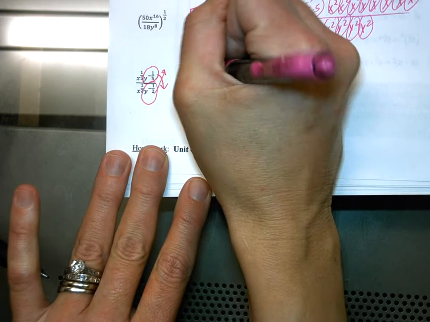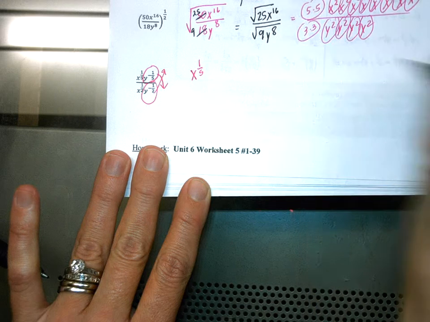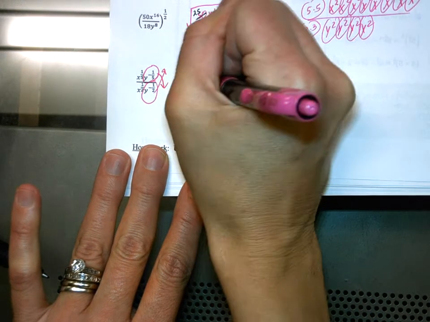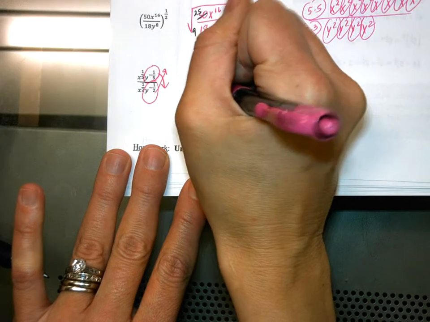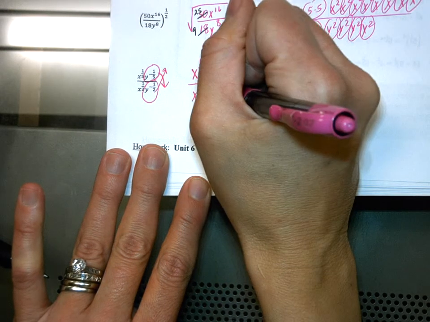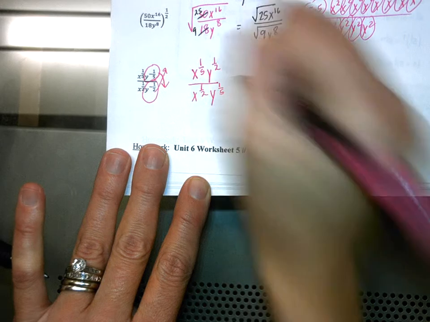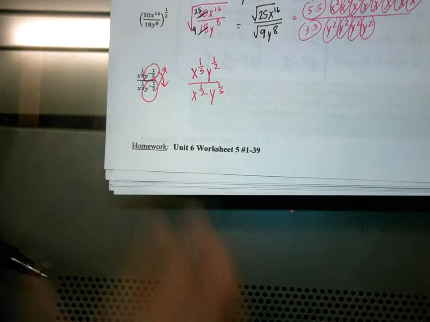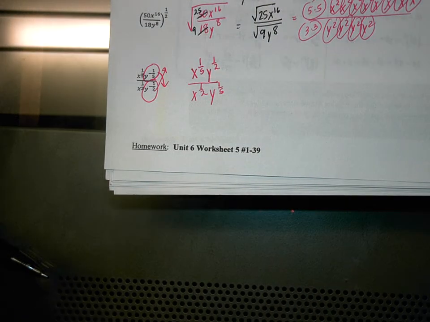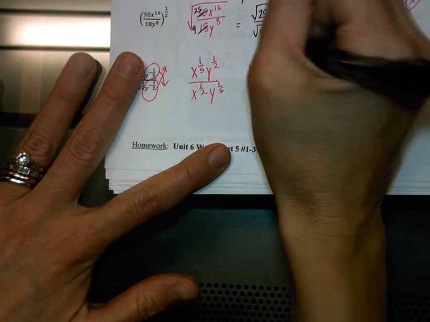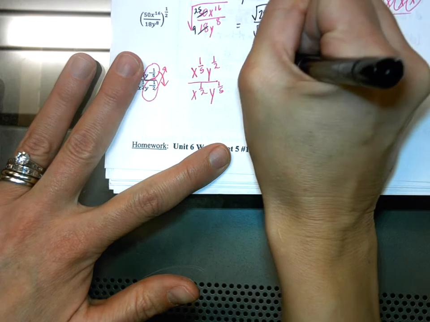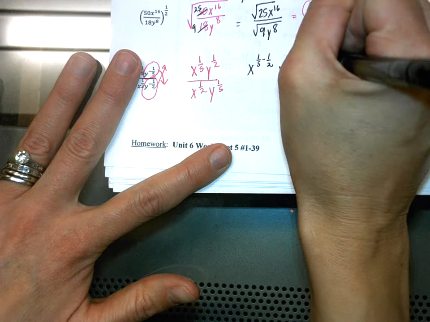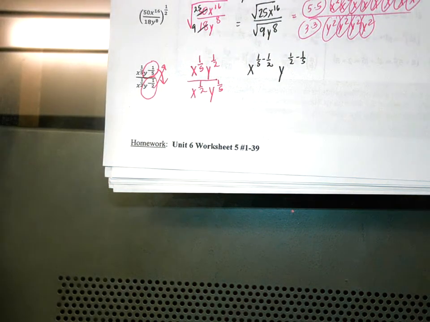So in the numerator, I still have x to the 1/5, but this time now I have y to the what? 1/2. And then in the denominator, I still have x to the 1/2, and then now I also have y to the 1/5. Because they are dividing, and if you have like bases, we can subtract the exponent. So I have x to the 1/5 minus 1/2, and then I also have y to the 1/2 minus 1/5. Again, notice that you're always subtracting the numerator from the denominator.